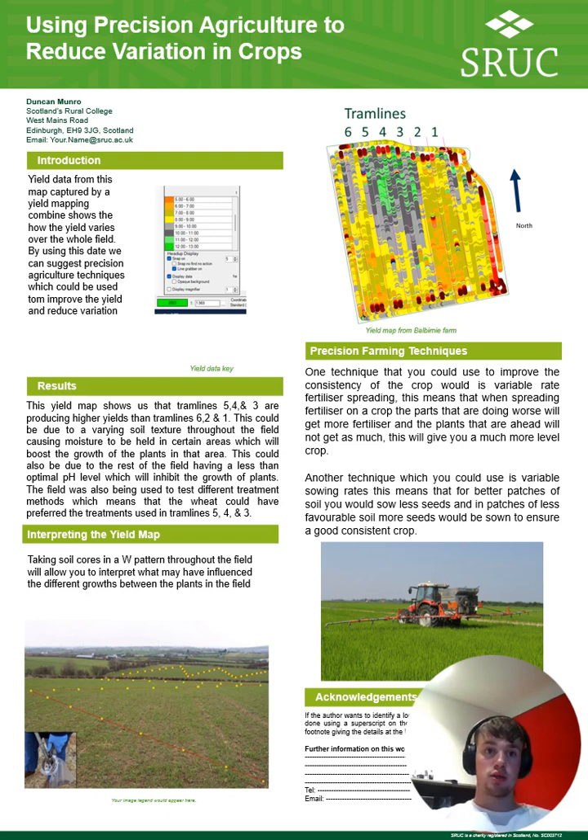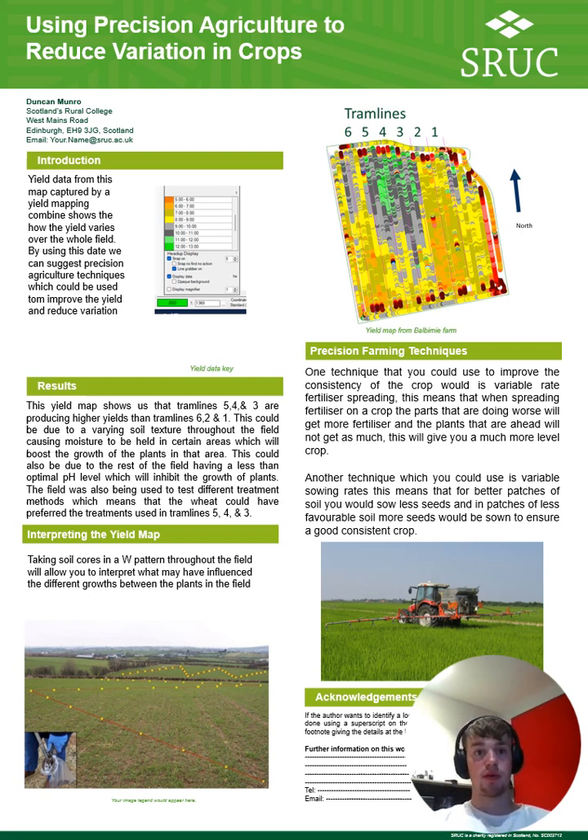I've also said that this could be due to the rest of the field having a less than optimal pH level, which would inhibit the growth of the plants in tramlines 6, 2 and 1.